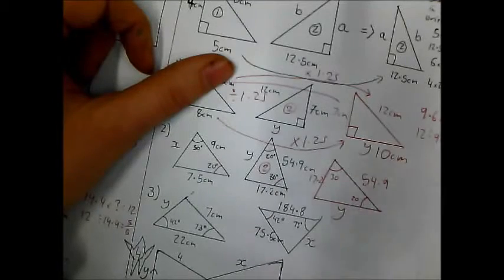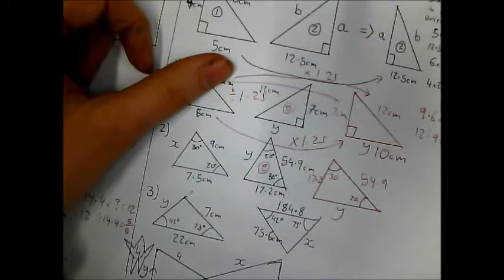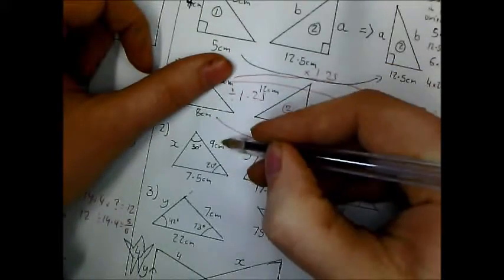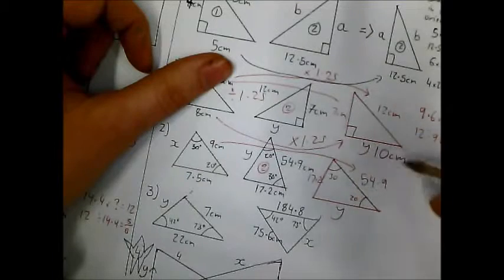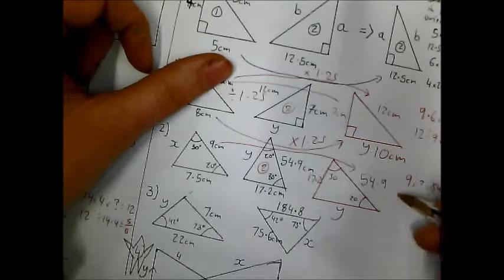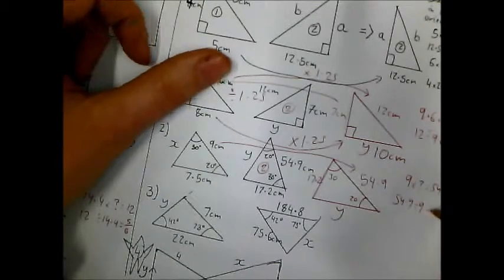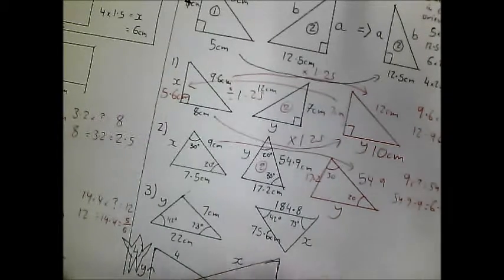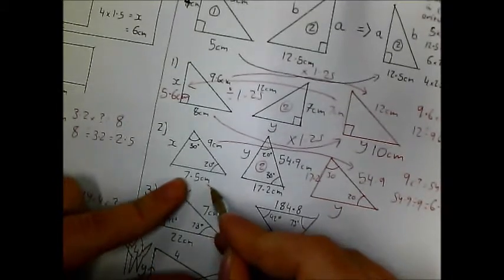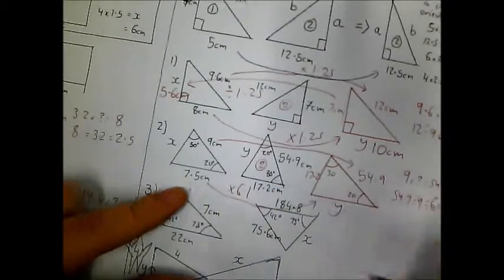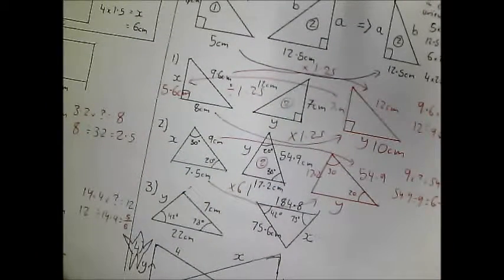Okay, I now need to get my scale factor. So I need to go from 9 to 54.9. So 9 multiplied by a question mark equals 54.9. So 54.9 divided by 9 will give me my scale factor, which is 6.1. So 7.5 times 6.1 will give me the value of y. If you do it in your calculator, gives you 45.75.